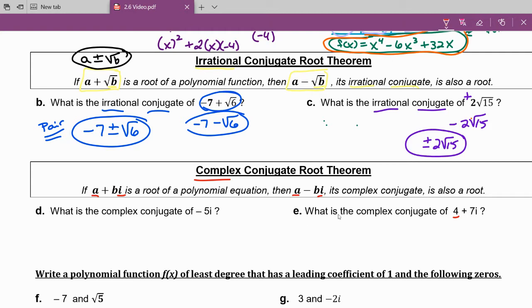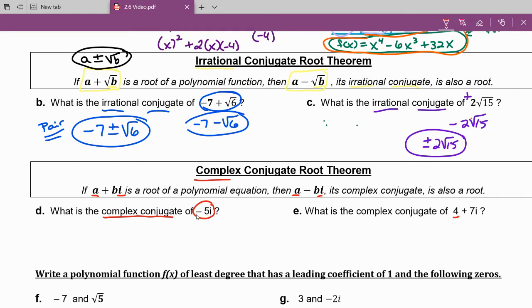But the positive and negative bi is what we're looking at. Those make up the two different conjugates. So you have a complex conjugate of negative 5i. So in this case, your a value, your rational number, would just be 0, so it's not necessary to write it.